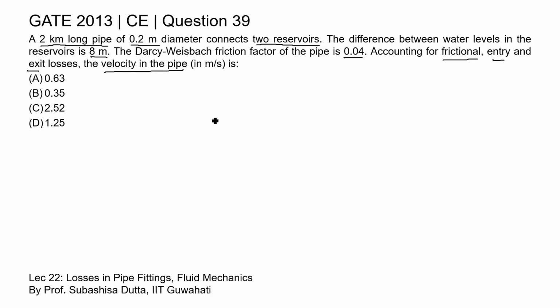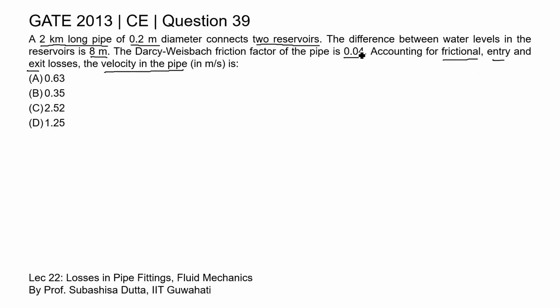So as we know, when water flows in a pipe, there are many losses, and these losses are generally categorized into two types: major loss and minor loss. In the major loss, we consider the frictional loss, and in the minor loss, we consider the entry loss, exit loss, losses due to pipe bending and others. So here in this question, we need to consider only three losses, which are frictional, entry and exit.